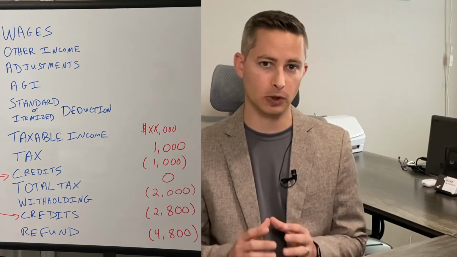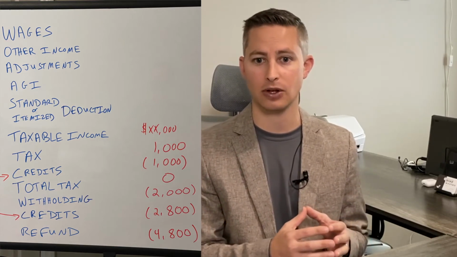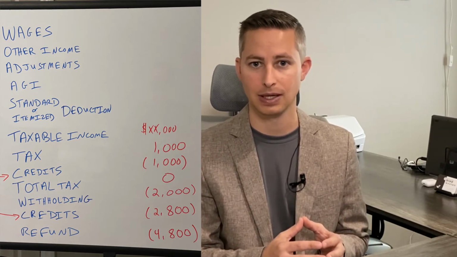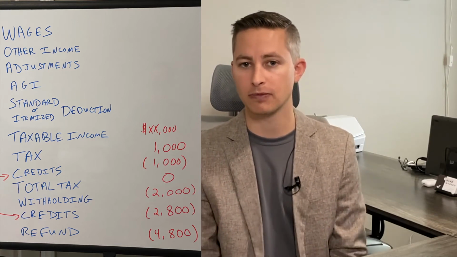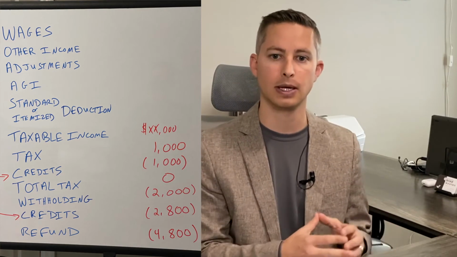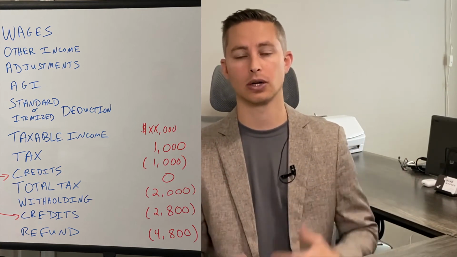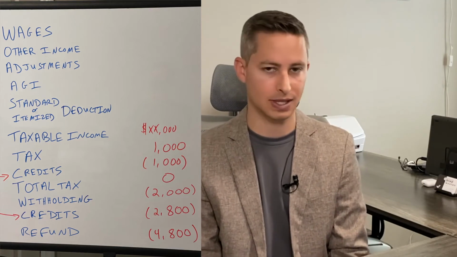Now remember, the full amount is $4,000. You've used $1,000, meaning you still have $3,000 left. But the maximum amount that can be refunded to you is $1,400 per child. That's only $2,800. So we're going to put the $2,800 in. Your refund is $4,800. You technically lost out on $200 of child tax credit.